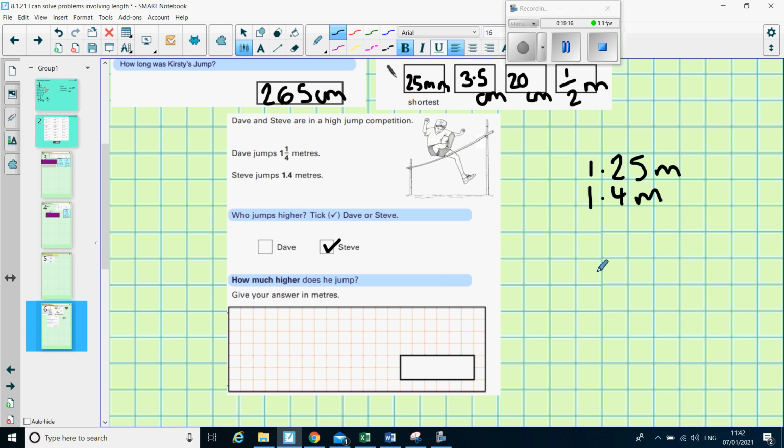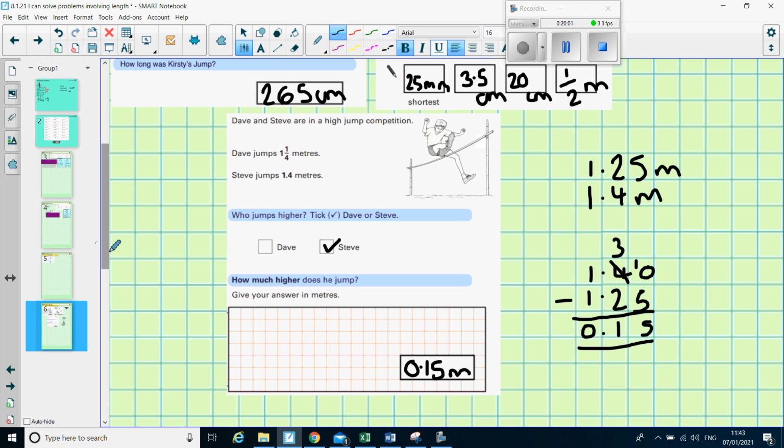So I need to do a column subtraction. 1.4, take away 1.25. Remember, I'm lining up my decimal points to do this. Right, I need a placeholder in there. 0, take away 5. Well, I can't do that, so I need to go to the tens column and exchange. 10 take away 5 gives me 5. 3 take away 2 gives me 1. I need my decimal point in my answer. 1 take away 1 gives me nothing. So giving my answer in metres, which is what the question asked me to do, my answer is 0.15 metres.